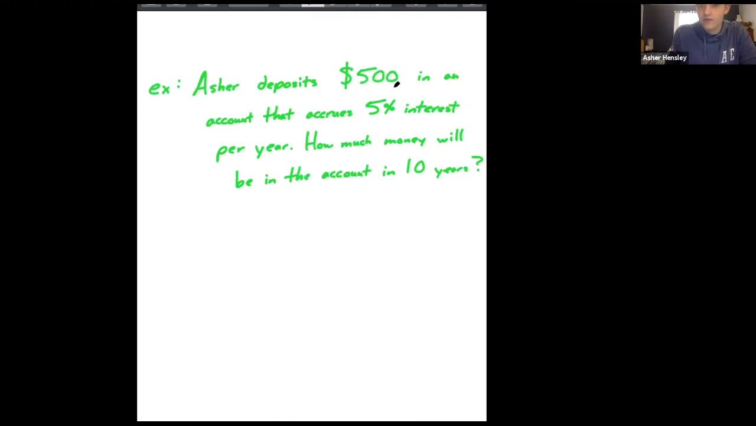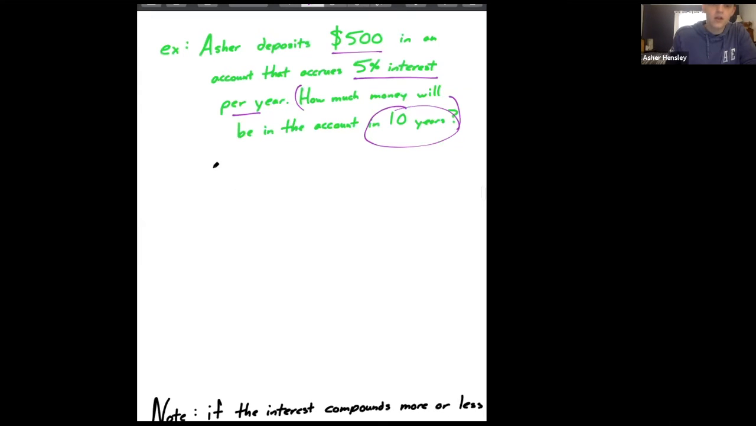Asher deposits $500 into an account that accrues 5% interest per year. How much money will be in the account in 10 years? So building off our original equation, remember, it's y equals p times r to the t, where p is initial, r is rate, t is time, and y is output.